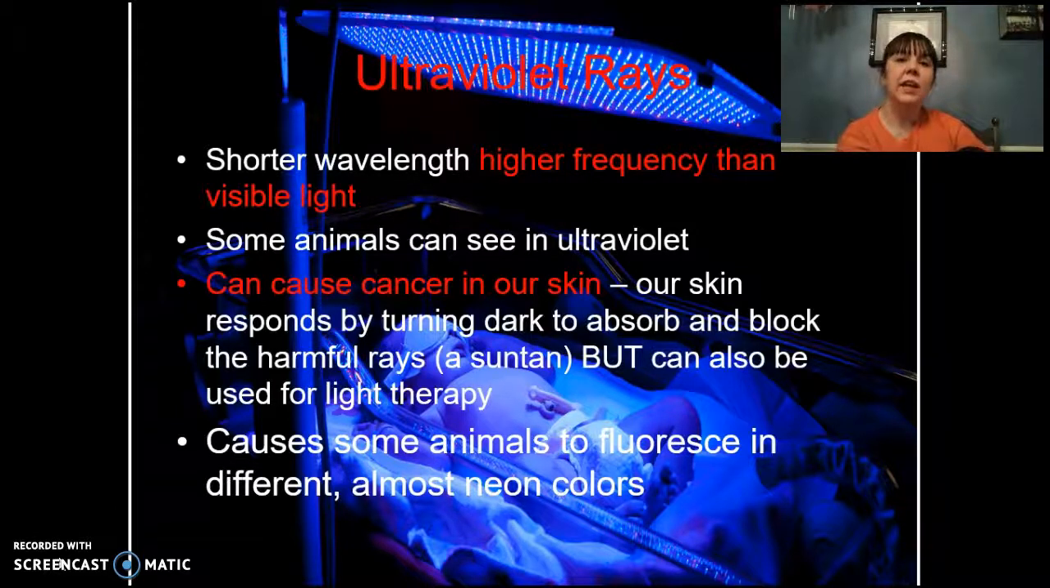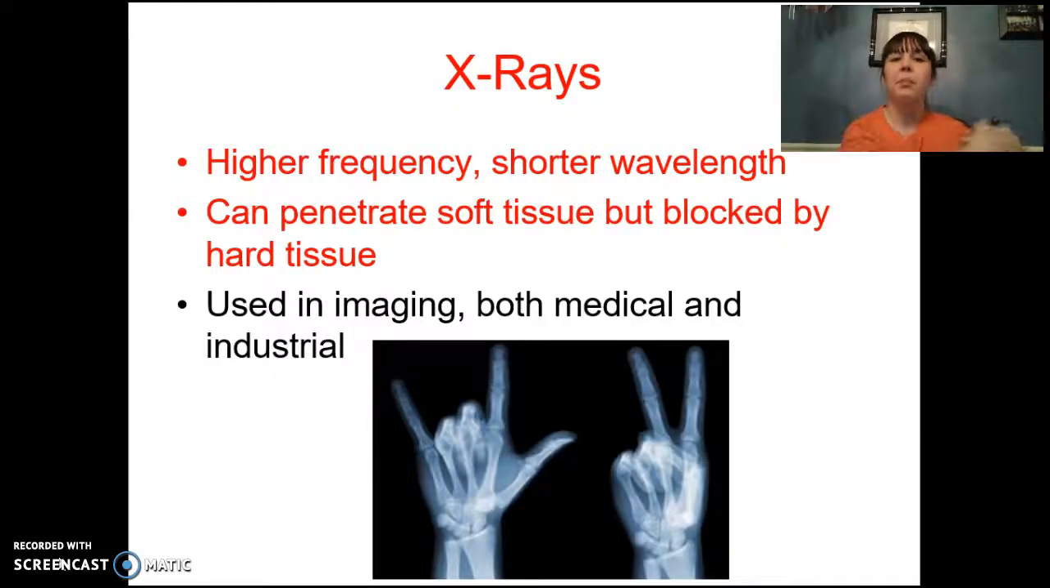Now, ultraviolet is slightly shorter wavelength, higher frequency than visible light, and it can cause cancer. It can be small enough to disrupt the cells that are in our bodies. And so one way that our body tries to prevent that is by putting up a dark barrier in the upper layer of our skin, which is a suntan. So when you get a suntan, what your body is doing is trying to put out pigmentation, that dark color, to block that ultraviolet radiation from getting deeper into your skin. So that's ultraviolet. You definitely want to be careful and use suntan lotion with ultraviolet radiation around.